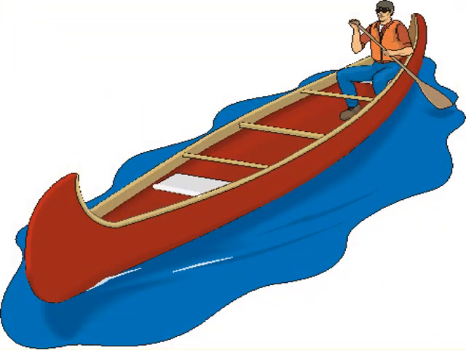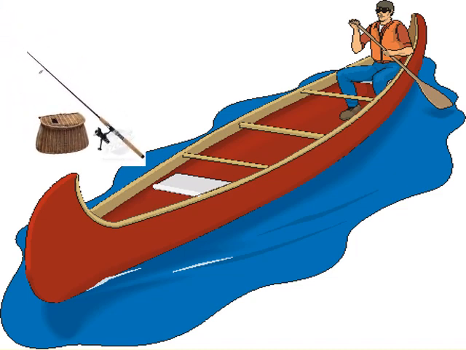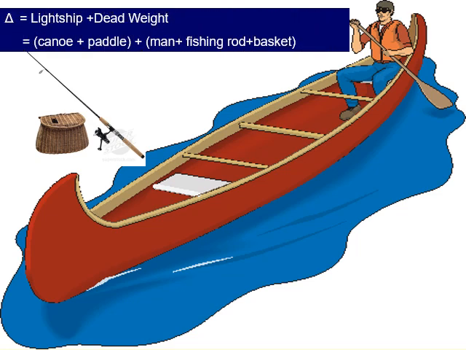So if a man goes on board, then that man is not part of the original ship. So that man is dead weight, whereas the canoe and the paddle are the original lightship. But if a man carries some other things, for example, in this case, a fishing rod together with a basket, then you can see that the lightship is the canoe and the paddle, and the dead weight is the man, fishing rod, and the basket.